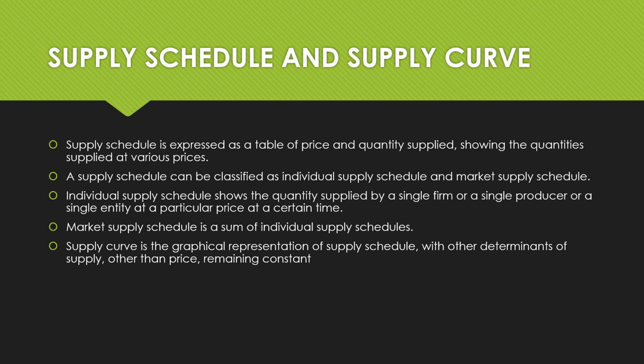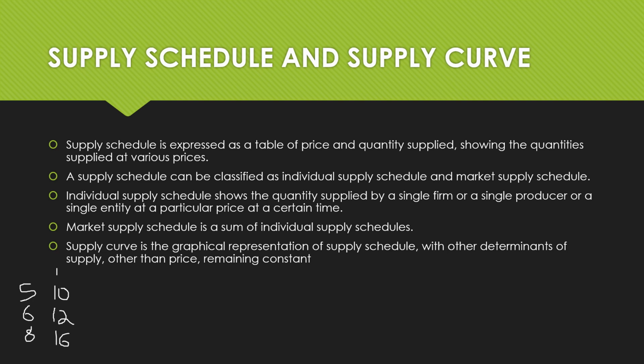At 5 rupees, I am selling 10 chocolates. At 6 rupees, I'm selling 12 chocolates. At 8 rupees, I'm selling 16 chocolates. So this is how I'm selling.